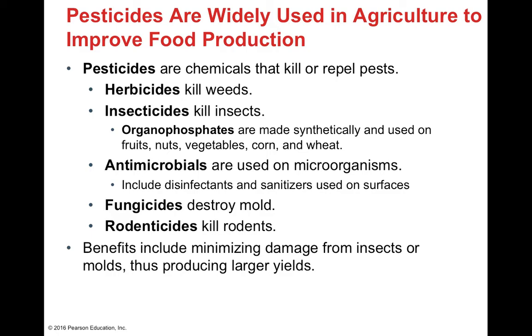We also can use antimicrobials to kill off microorganisms. This includes any type of disinfectant or sanitizer. Anytime you use a hand sanitizer or other type of sanitizer on a surface, those are called antimicrobials. We also have fungicides, which destroy mold, and if you're looking to kill those pesky rodents, you can use a rodenticide. That means we can have specialty types of chemical compounds so we can minimize the damage from insects or molds, whatever it is that we're suffering from, to help produce a larger yield of our products.